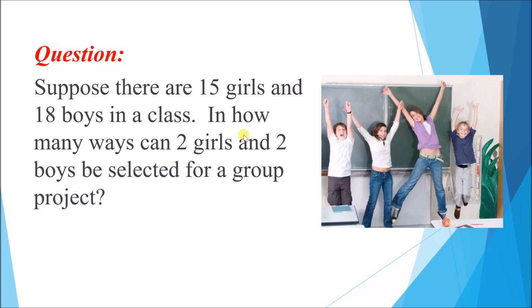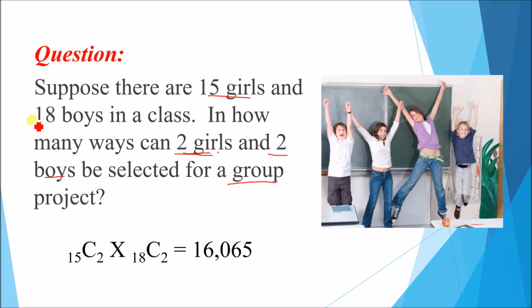And suppose there are 15 girls and 18 boys in a class. In how many ways can 2 girls and 2 boys be selected for a group project? So this is a different scenario because you could apply the multiplication rule because we have 2 given events here, event ng mga girls and event ng mga boys. But in choosing or forming a group must have 2 girls and 2 boys. Ibig sabihin yung dalawang girls natin, pipiliin natin from 15 girls, samantalang yung 2 boys, pipiliin natin from 18 boys.